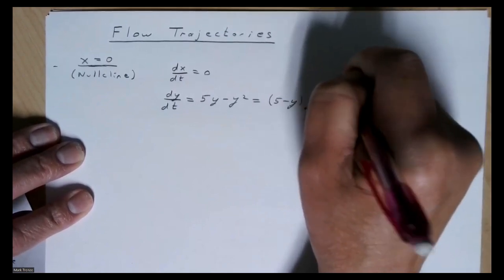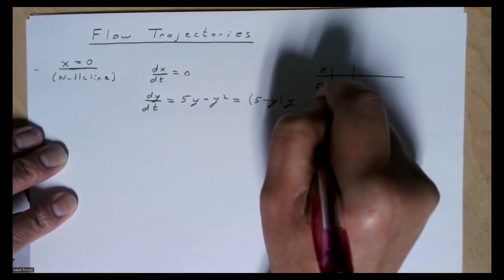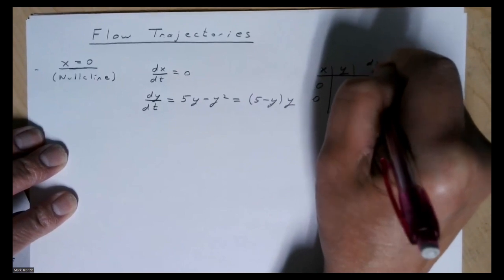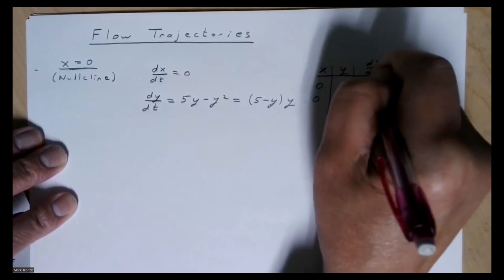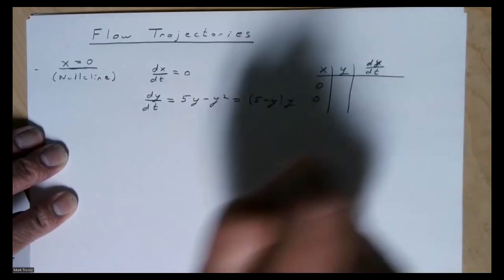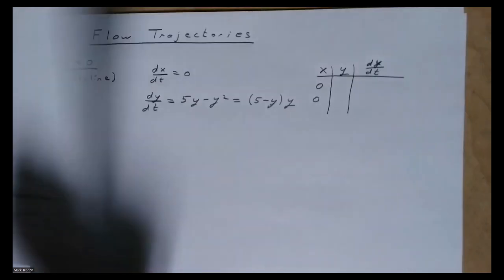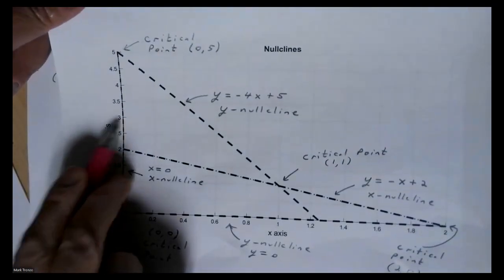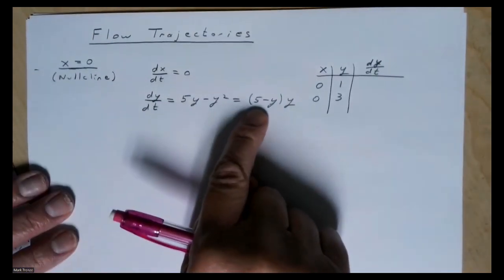Now we know all the points we're picking, x is going to be 0. And let's find y. As I said, let's pick a point here, y equal 1, and let's pick a point up here, y equals 3. And let's put them in here.